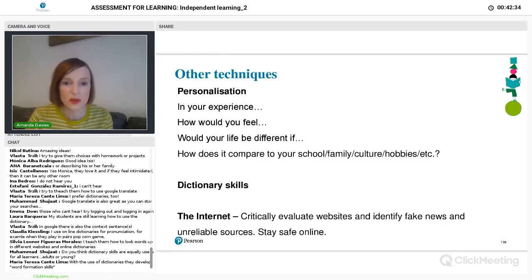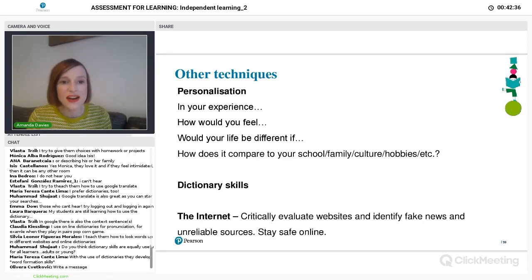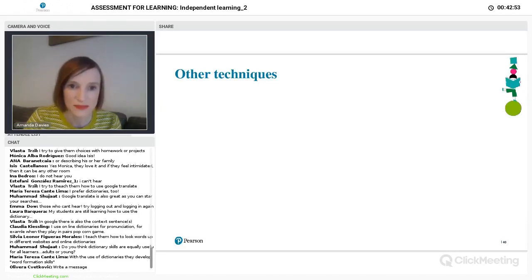It's great that we can use more and more technology in the classroom, but if we are asking students to research and use their phones and do things online, then we need to make sure that they're doing it safely. So I definitely recommend some lessons on using the internet responsibly, finding and evaluating websites, and staying safe online.